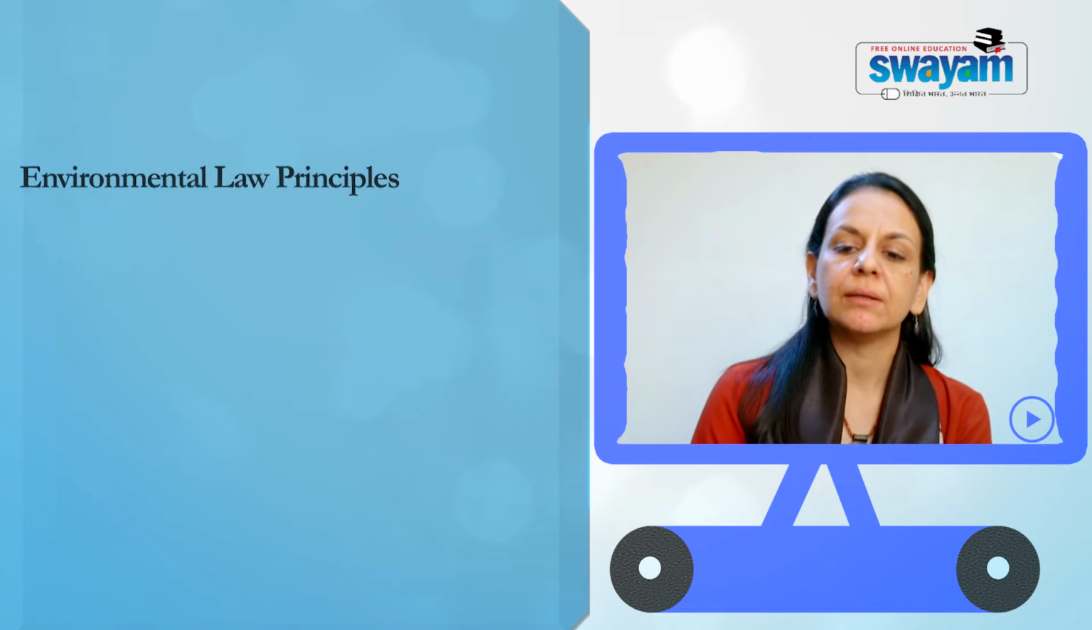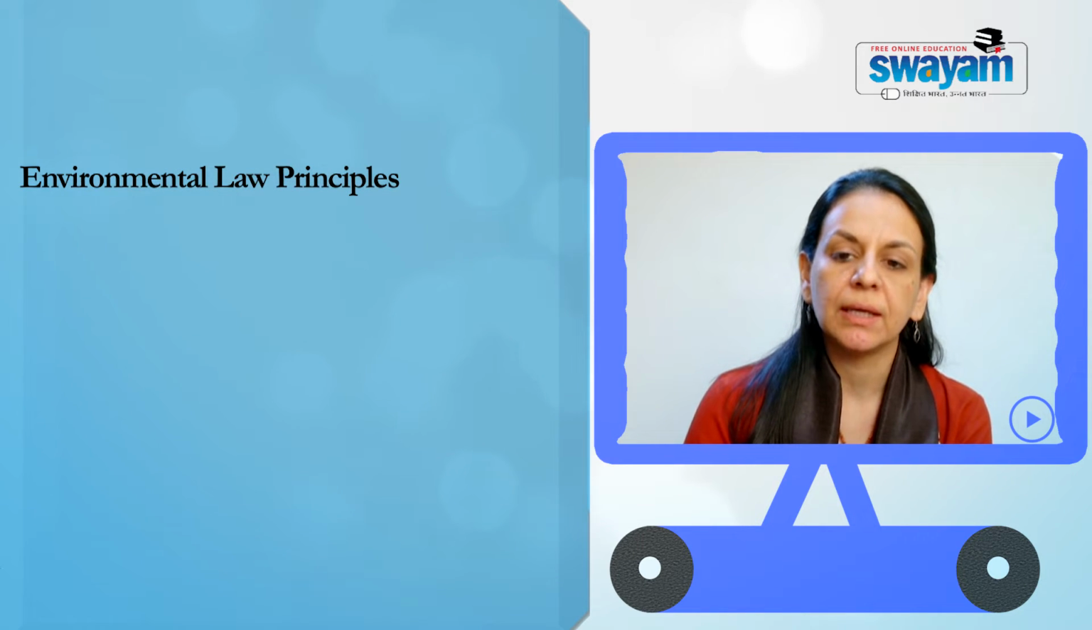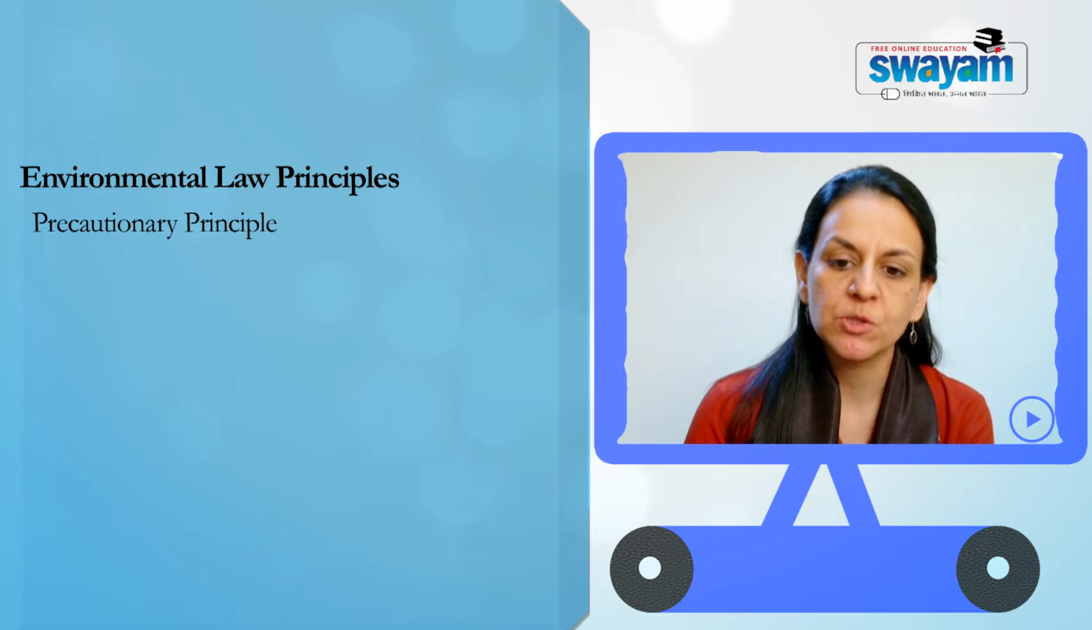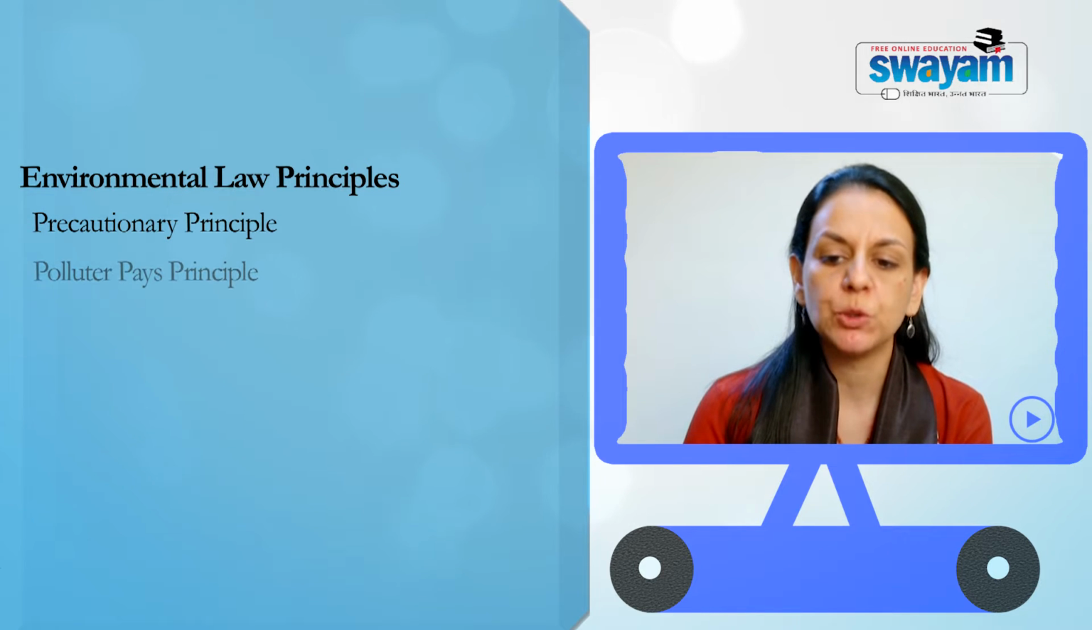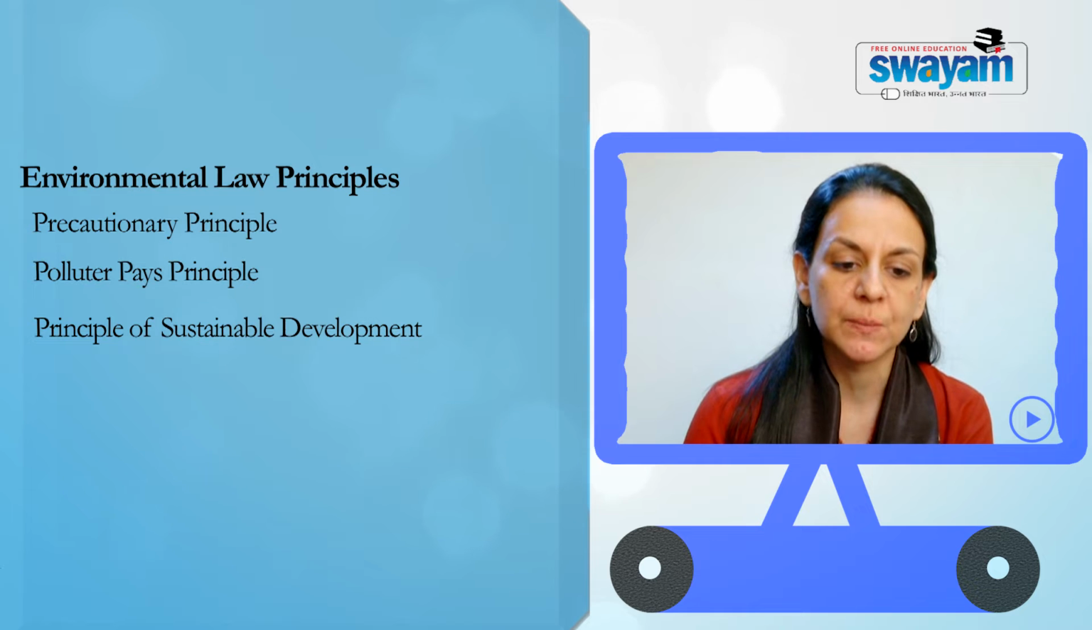There are three environmental law principles that must underlie any legislation or international law or treaty on biosafety. The first, the precautionary principle. The second, the polluter pays principle. And the third, the principle of sustainable development.